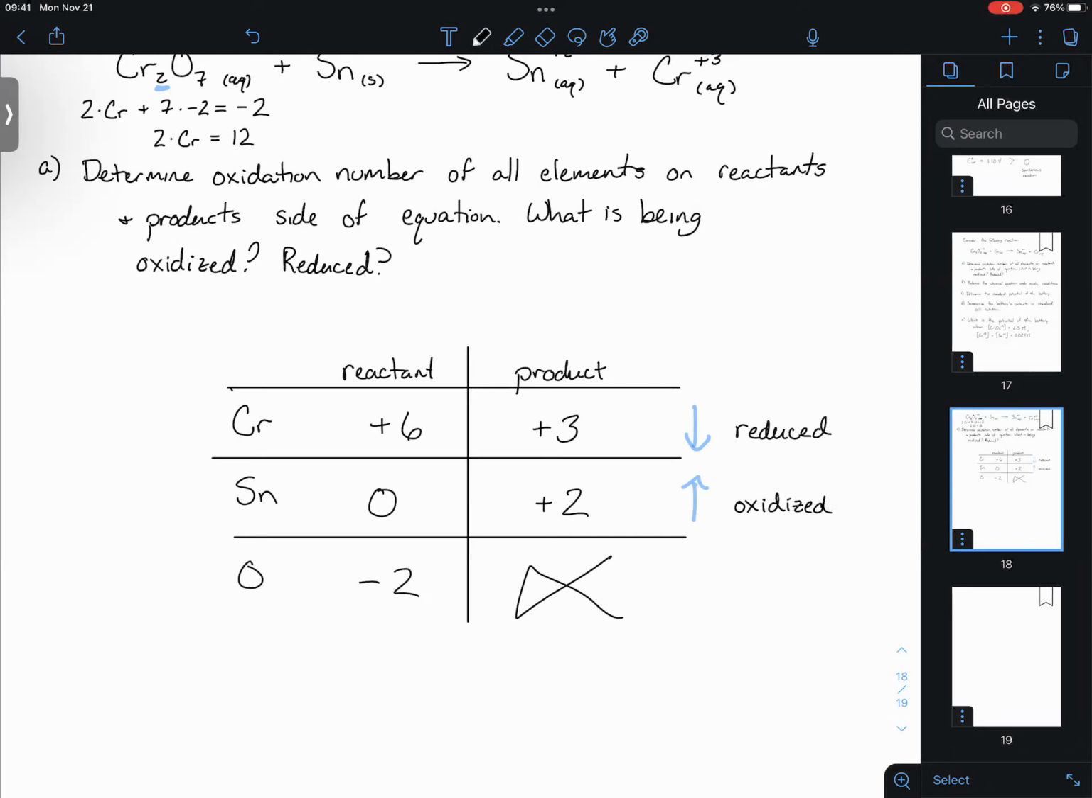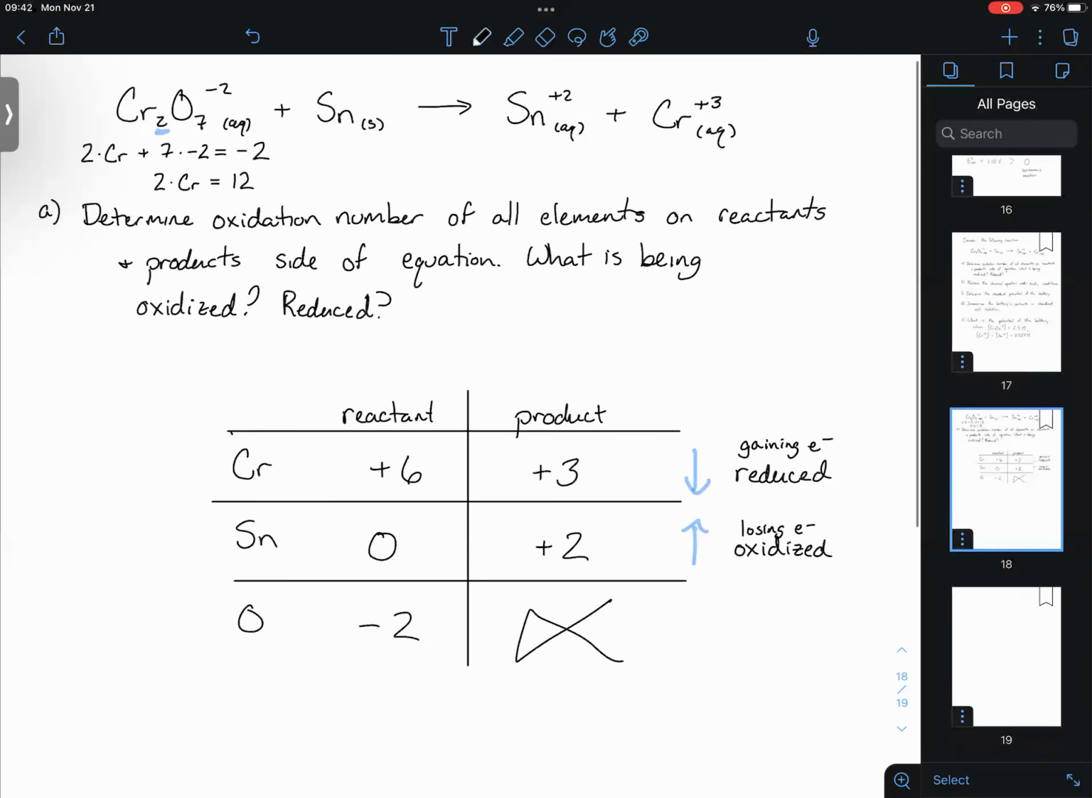You can also remember that losing electrons is oxidation and gaining electrons is reduction. Both of those are 2 ways of approaching the same thing, trying to figure out what's being oxidized and what's being reduced. So in this particular reaction, I see that my chromium is being reduced and my tin is being oxidized.